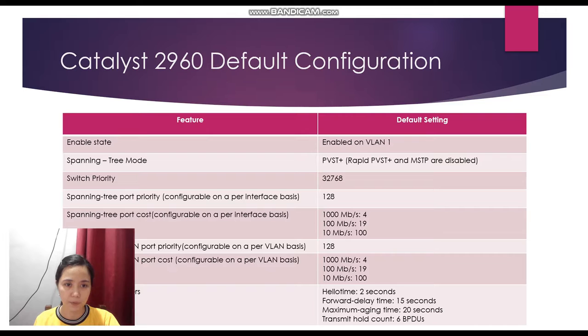Catalyst 2960 default configuration. These are the list of the features of the Catalyst 2960. The feature is enable state, and the default setting is enabled on VLAN 1. Spanning tree mode is PVST+, and the switch priority is 32768. The spanning tree port priority, configurable on a per interface basis, is 128.